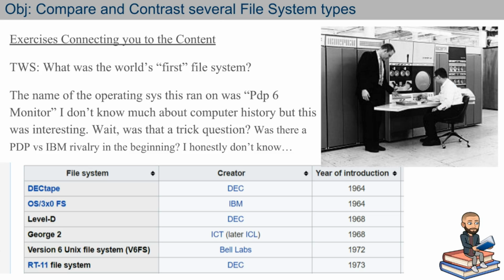So here you go, sort of a trick question. What is the world's first file system? Looking at this first row, the name of the operating system that ran this was a PDP-6 monitor. I tried to do some research to learn more, but I could not find very much on this monitor operating system. But so you know what a PDP-6 is, there's a picture of one. So we're talking back in the days when computers are really large and really expensive.